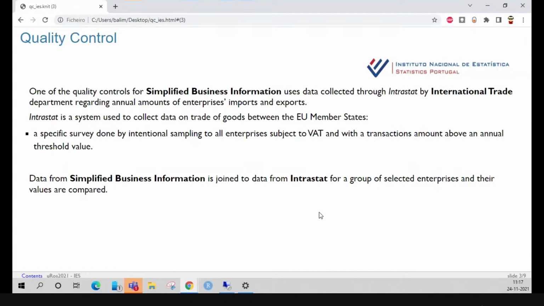One of the quality controls for Simplified Business Information uses data collected through Intrastat by the International Trade Department from Statistics Portugal regarding annual amounts of enterprises' imports and exports. Intrastat is a system used to collect data on trade of goods between the EU member states. It is a specific survey done by intentional sampling to all enterprises subject to VAT and with a transactions amount above an annual threshold value. Data from Simplified Business Information is joined to data from Intrastat for a group of selected enterprises and their values are compared.